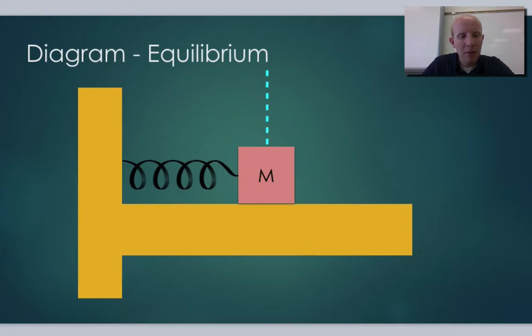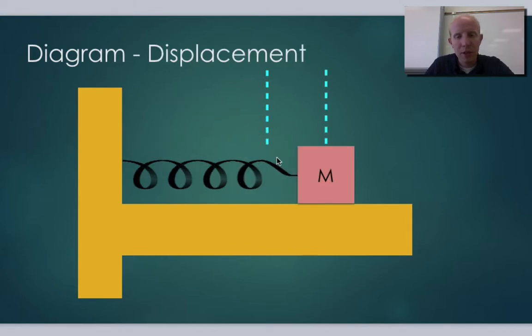And then if we move the spring over a certain distance, this difference between where the equilibrium was and where we are now is the displacement. That difference between these positions. It's also what we'll call x, mathematically. Just this movement that stretches or compresses the spring.